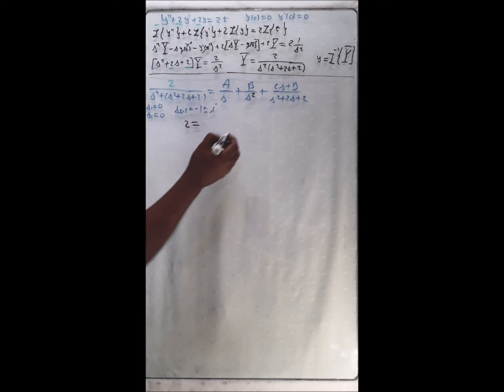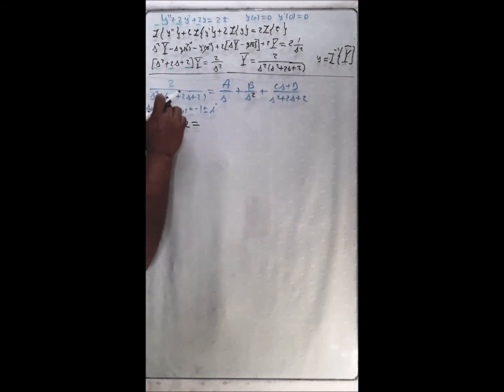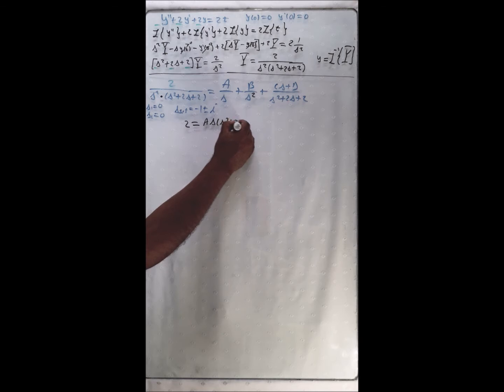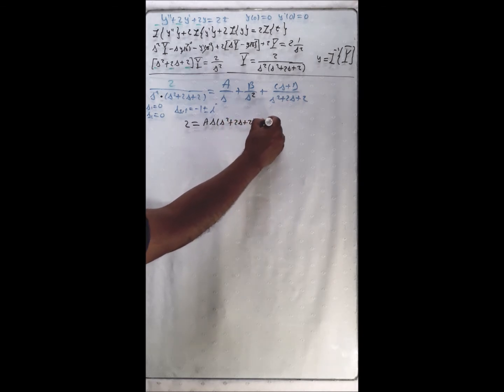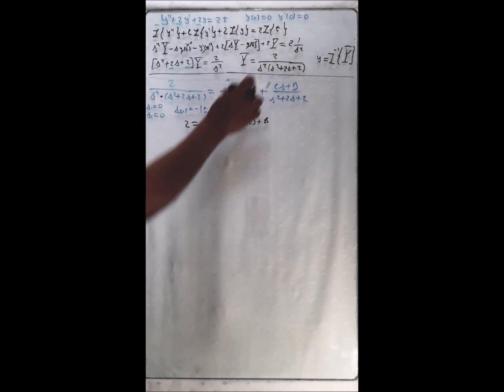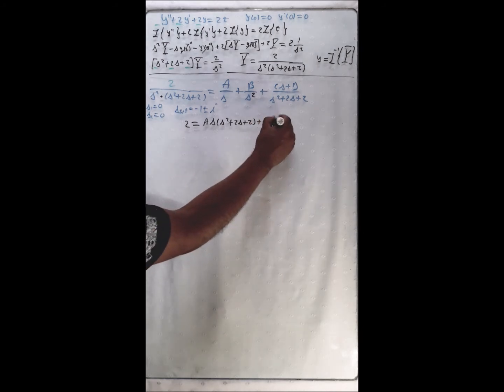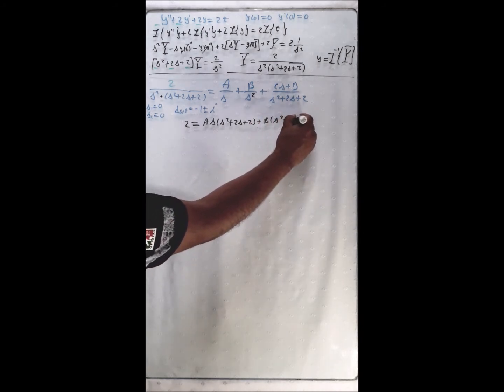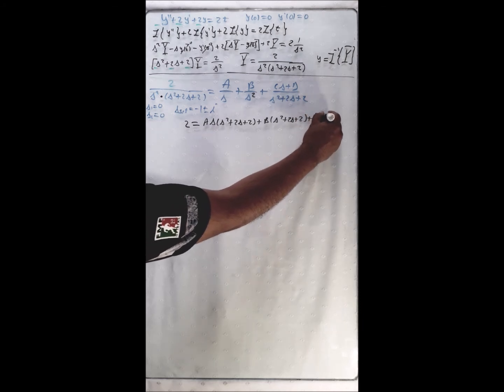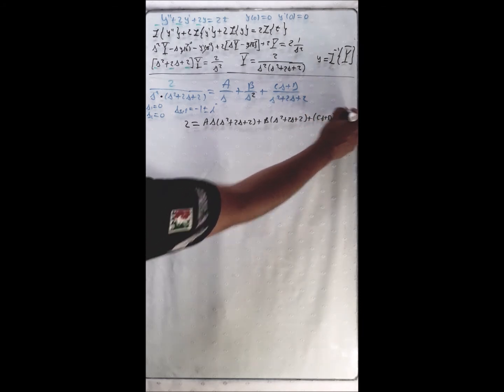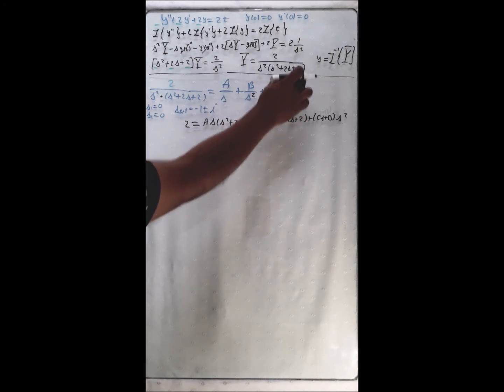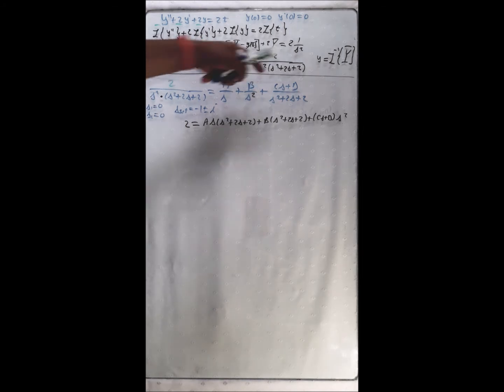Okay, so if we do the common denominator, what will happen is that the numerator is going to be 2 equal to, the common denominator is this one, sorry, this is a multiplication. So it's going to be A times s, times s squared plus 2s plus 2, plus B times s squared plus 2s plus 2, then plus Cs plus D times s squared, because this divided by this times this cancels, and the only thing left is s squared times this number.